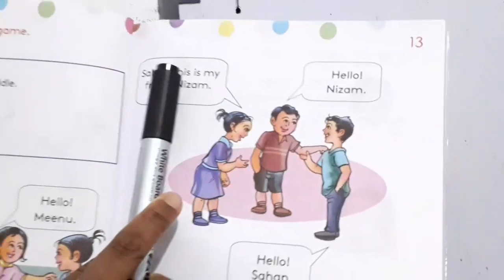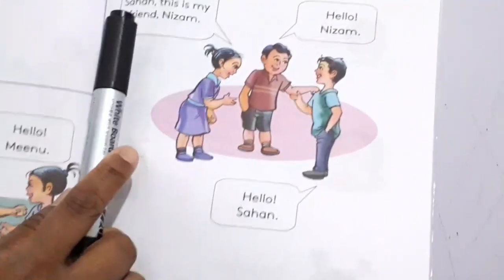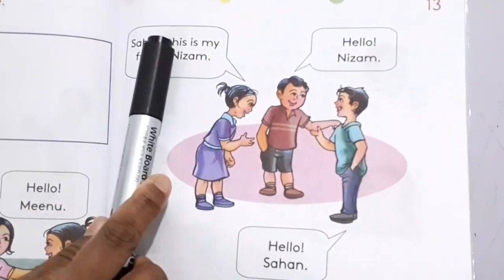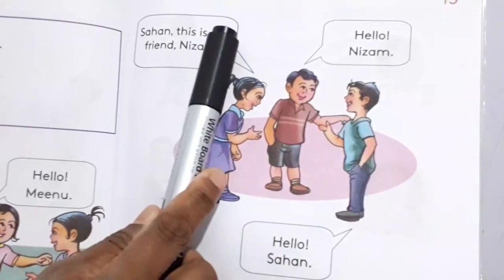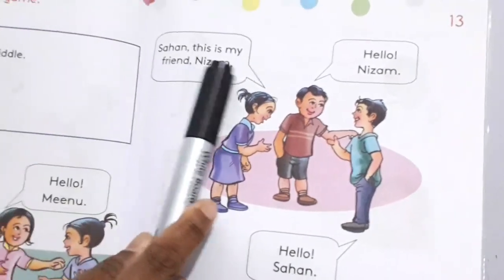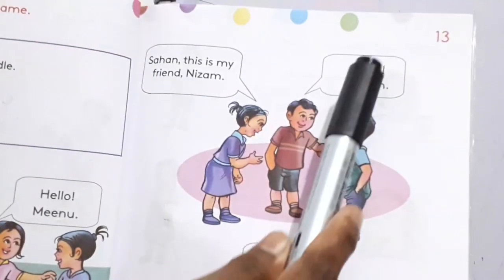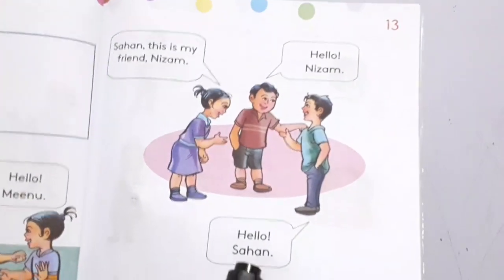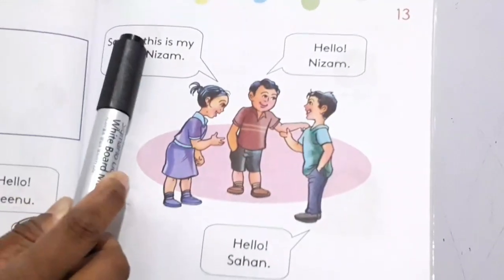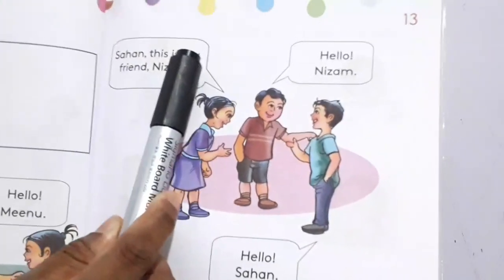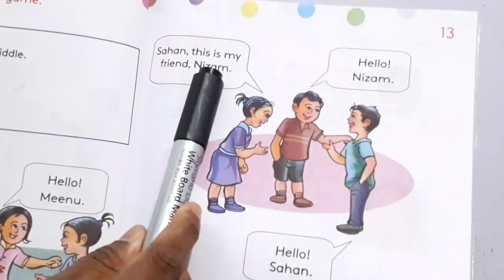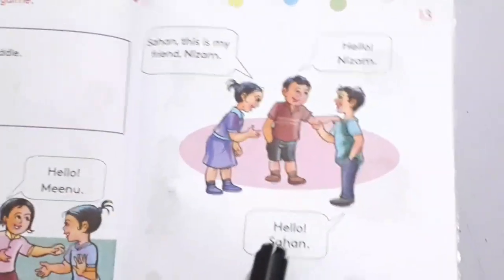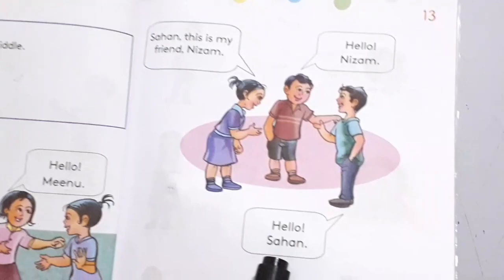Sahan, this is my friend Nizam. Hello Nizam. Hello Sahan. Once again. Sahan, this is my friend Nizam. Hello Nizam. Hello Sahan.